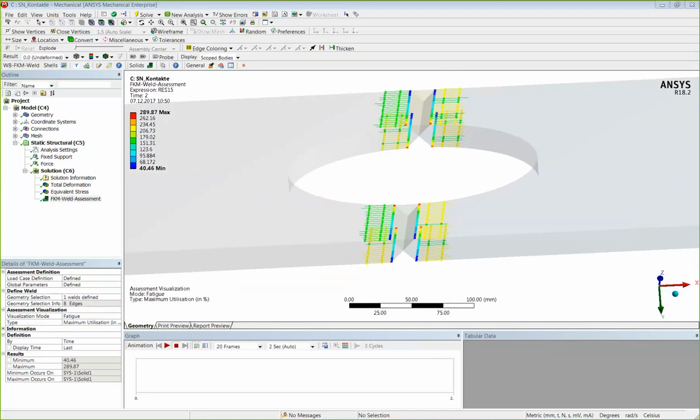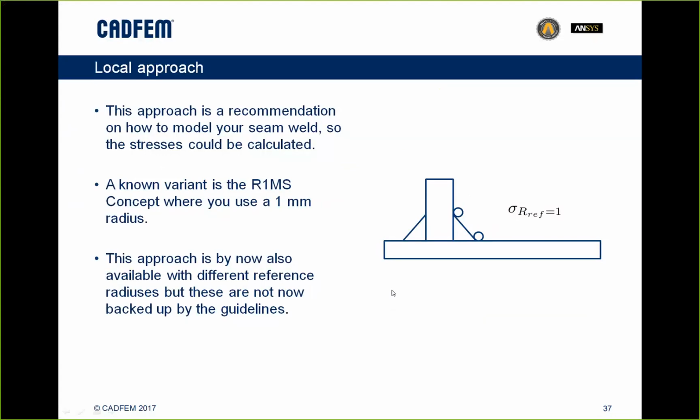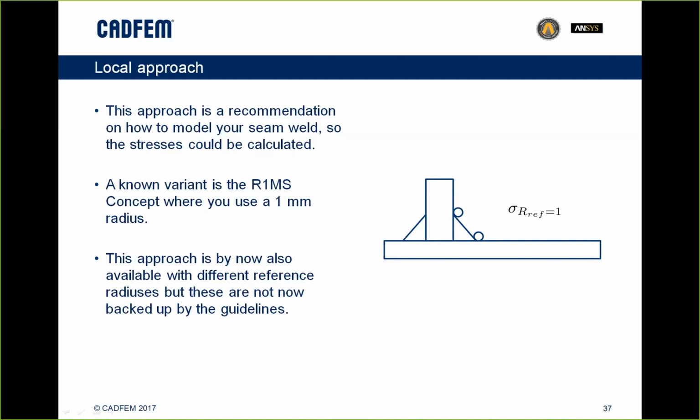There would be a last way how we could address seam welds, and that would be a modeling guideline where we use a 1 millimeter radius at the end of our seam welds. At the moment there is no support for that with FKM inside ANSYS because there's nothing we really need to do there. We just have this 1 millimeter radius, and we would compare this 1 millimeter radius to the FAT class 225, and that would be everything. So there's no need for it to assist us.